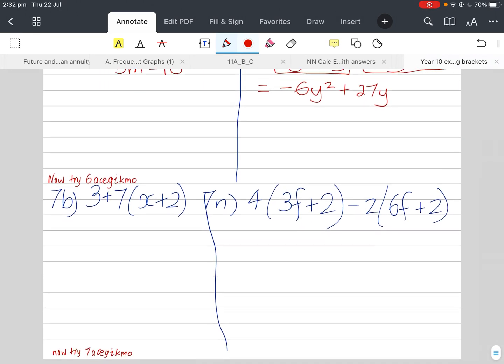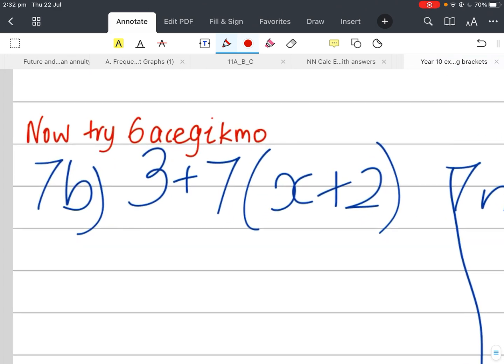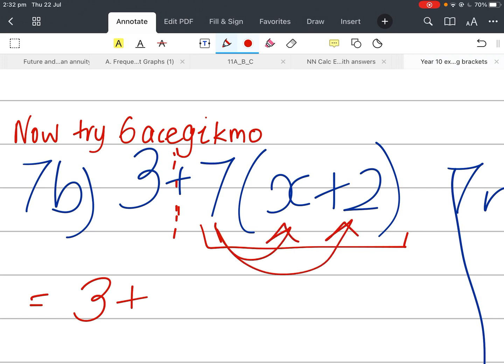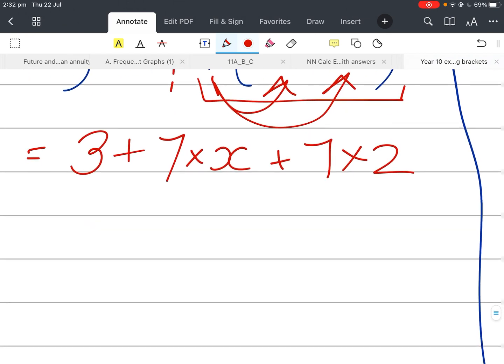Right, last but not least, let's try these ones. Now, when you get to these ones, you'll notice you've got your brackets, but then you've got a +3. So that's kind of like having a brackets with a bit extra added on, and that's exactly the way you've got to work it out. So the bit extra added on has to stay in front whilst you do the expanding part, okay? I've just written down the 3 plus so I don't forget to do it later, but I must do the 7 times x plus 7 times 2 first.